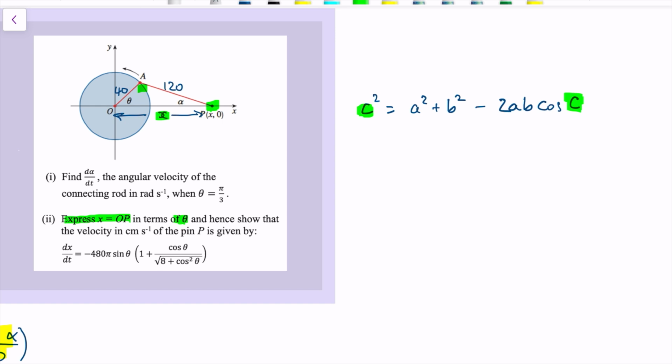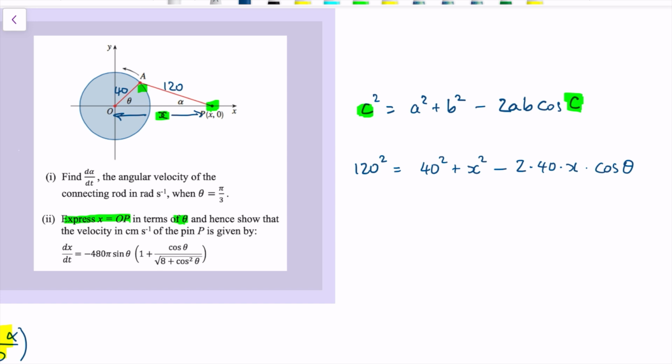We could write an expression for that, I guess 180 minus theta minus alpha. But if we want to avoid bringing in another angle and then therefore another rate, we'll switch the use of the cosine rule around a little bit. So I'll go 120 squared equals 40 squared plus x squared minus 2 times 40 times x times cos of theta.